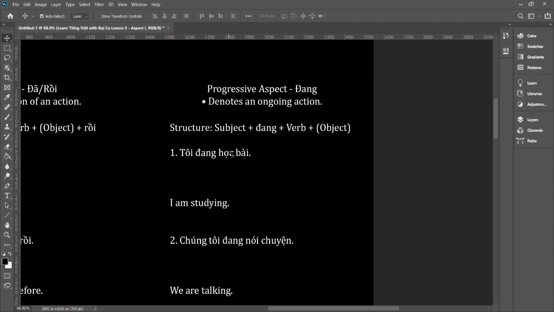And the structure, when you see it in sentences, will be the subject, đang, verb, and object. For example, tôi đang học bài, right? We have our subject, we have đang, and then we have a verb and its object, bài, and it means I am studying, right? So we will always put đang after the subject before the verb. And basically its equivalent in English is am and then ing.